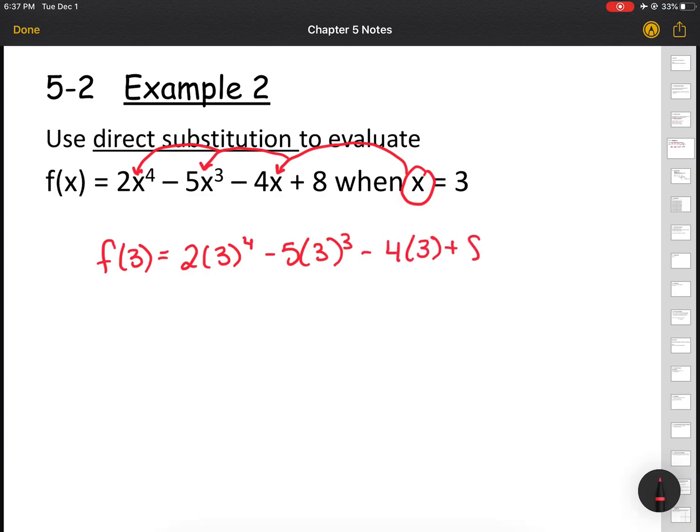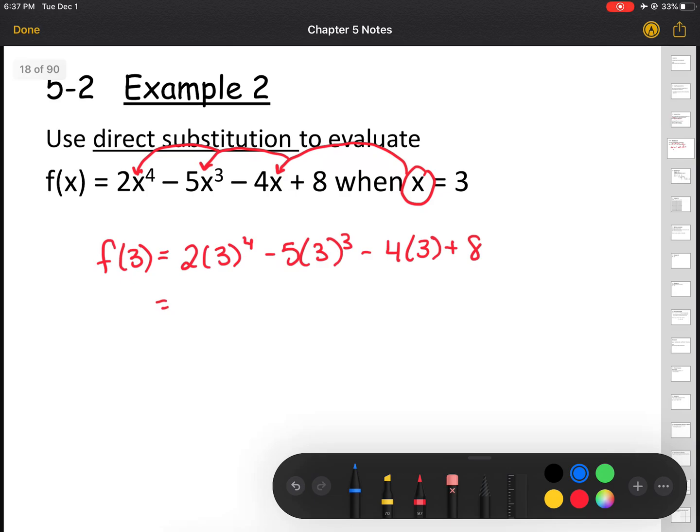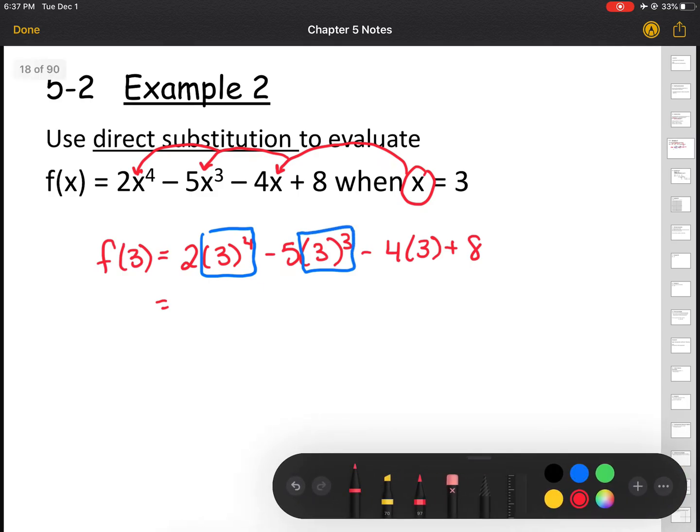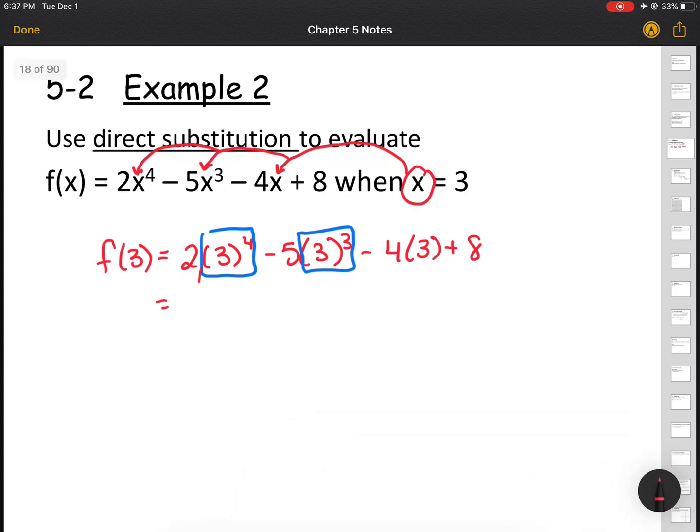Okay, so now I need to evaluate my exponents first according to PEMDAS, remember? So leave alone that beginning multiplier there. So 3 to the 4th power is 81, minus 5, 3 to the 3rd power is 27, but negative 4 times 3, that's negative 12, plus 8.